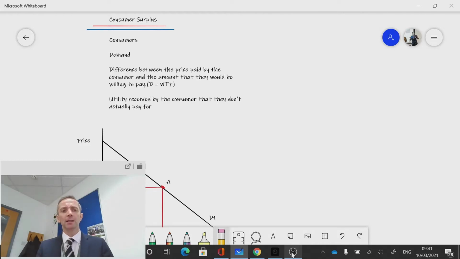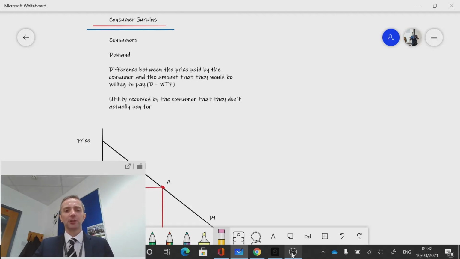So what do we mean by consumer surplus? Well, as you can see, it's the difference between the price paid by the consumer and the amount that they would be willing to pay. You may know already that the demand curve shows us a consumer's willingness to pay for a good or service. Another way you might want to think about this is in terms of the utility received by the consumer. And in terms of consumer surplus, there is a surplus. The consumer is receiving utility over and above what they actually have to pay for.